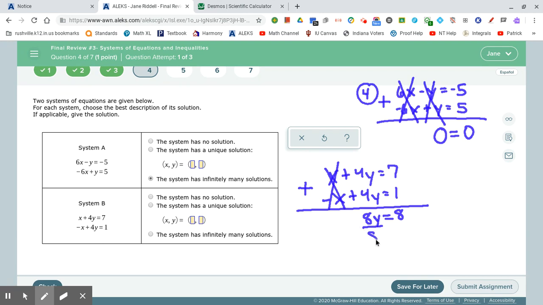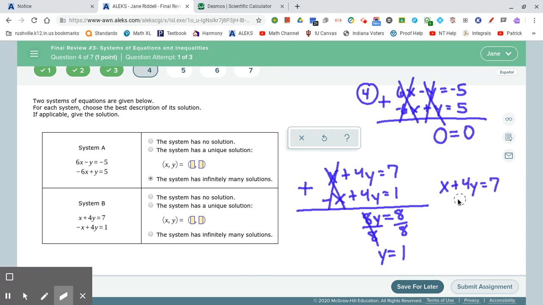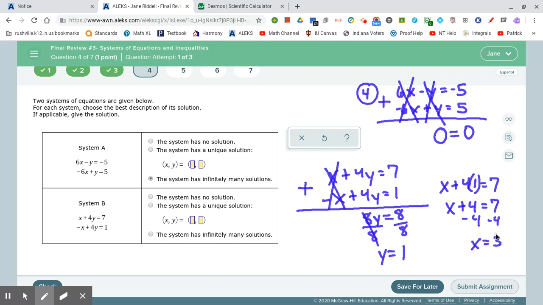So divide both sides by 8 for me. These cancel out, leaving me with y is equal to 1. And then I'll plug it back into one of my original equations. So x plus 4y equals 7. I'm going to erase my y and replace it with the 1 that I just got. So this gives me x plus 4 times 1, which is 4, equals 7. So what number plus 4 is 7? Well, if I need to, I can subtract 4 on both sides, and I get that x is 3.